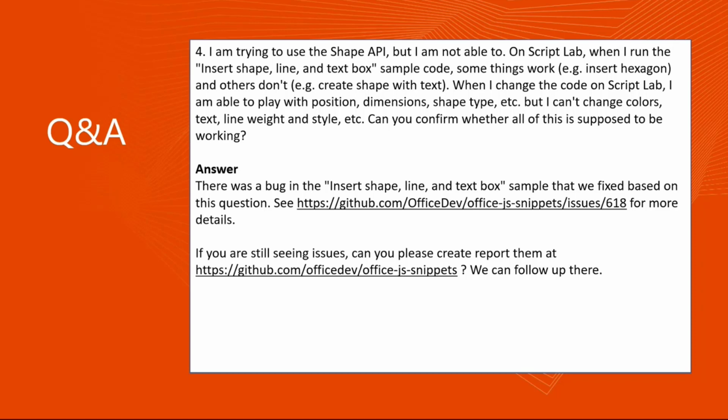If you're still seeing any issues, just go out to github.com/office-dev/office-js-snippets. That's where all of those snippets are maintained that Script Lab uses. So if you see something going wrong with the sample, post an issue there and we can follow up and make sure we get it fixed.